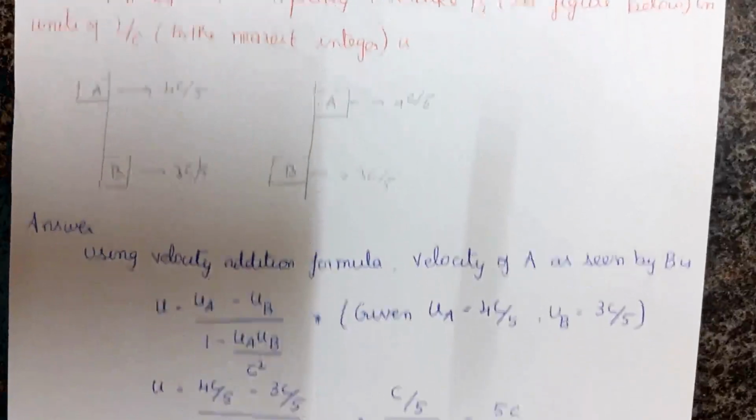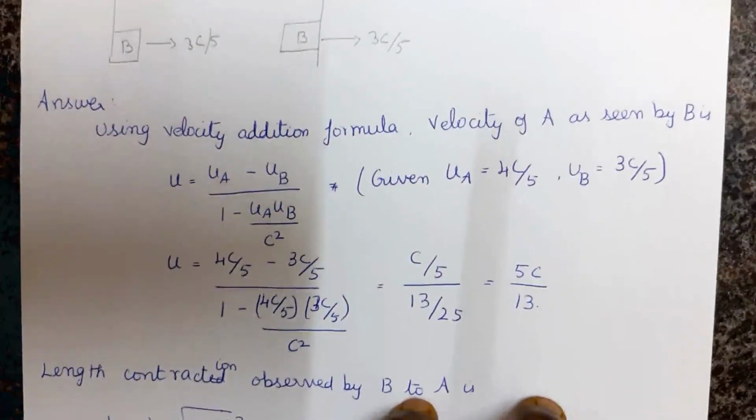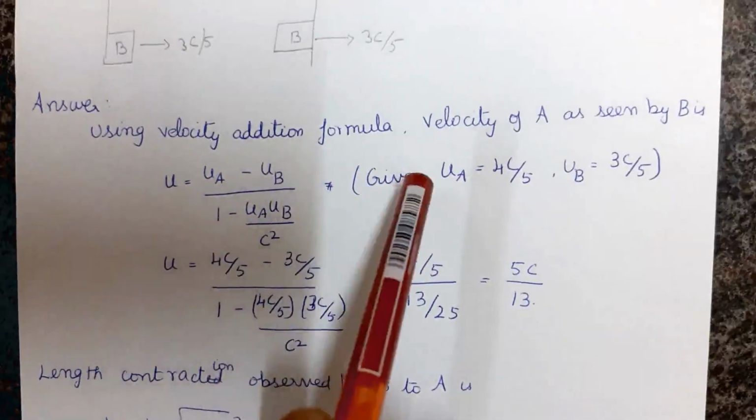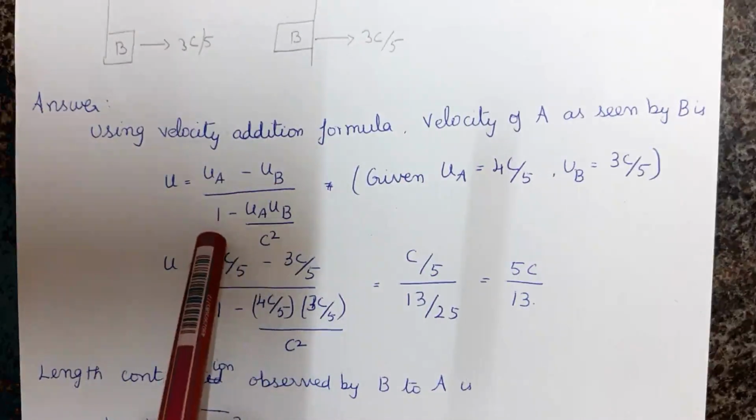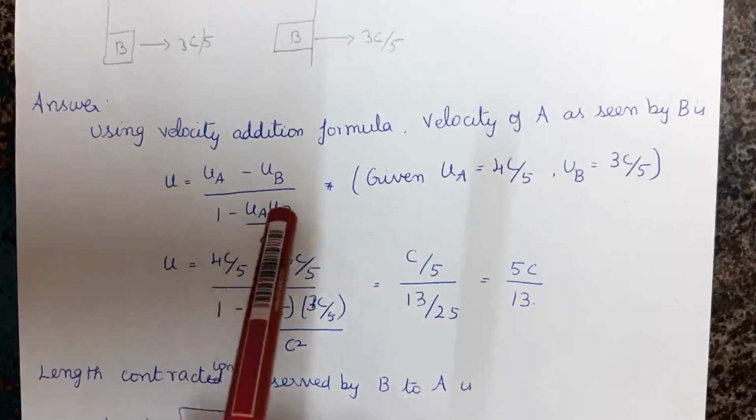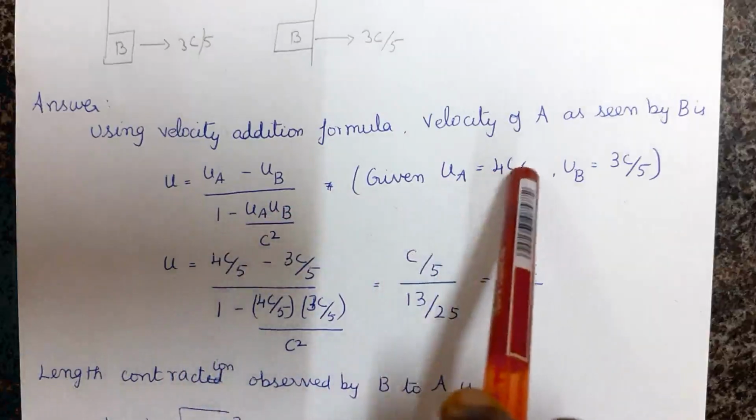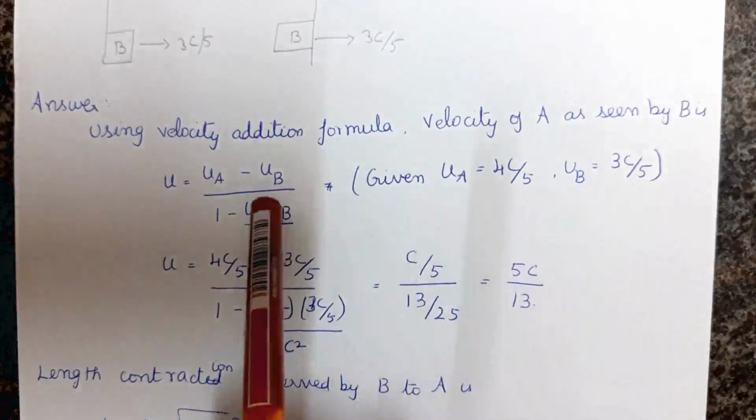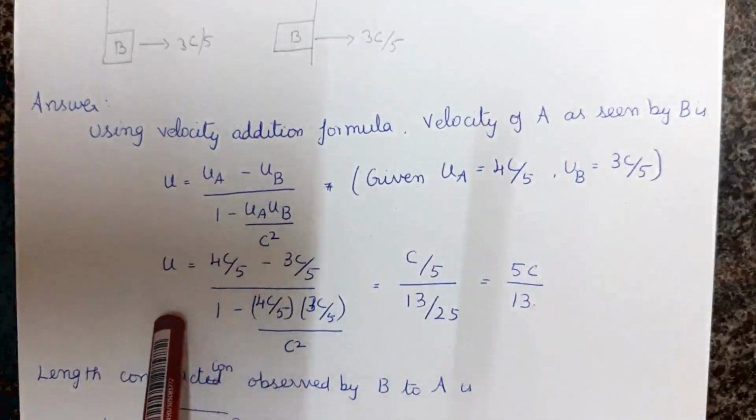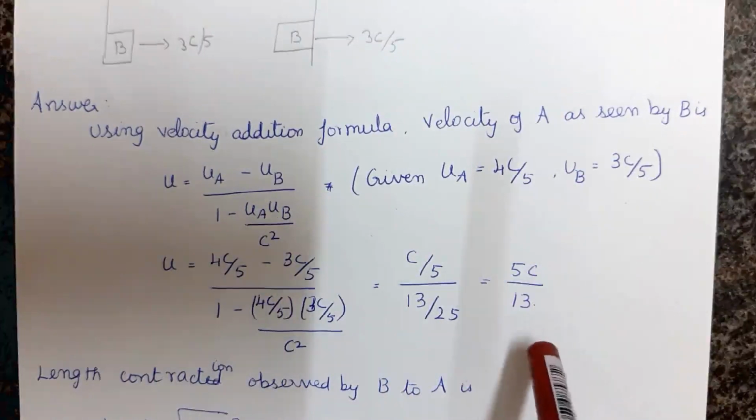First we will find the velocity of A as seen by the observer in B. So using the velocity addition formula, we have u is equal to ua minus ub divided by 1 minus ua ub divided by c square. Here ua is 4c by 5 and ub is 3c by 5. Now by substituting the values and simplifying, we will get u as 5c divided by 13.